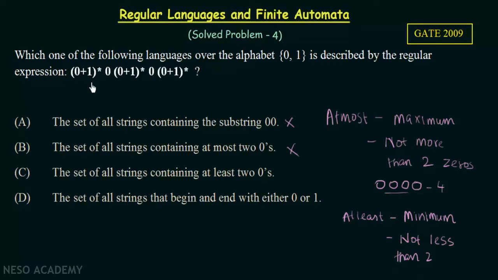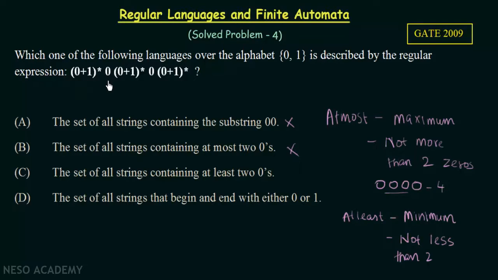Now let us analyze our expression again and see if this can be correct. Here we see that 0 plus 1 closure. So as I told you, it can be 0 or 1 or nothing. That is the meaning of closure. So we can have either 0 or 1 or nothing from here.